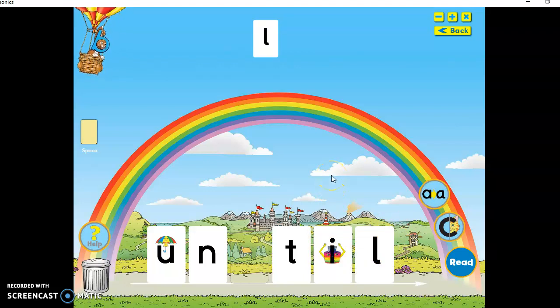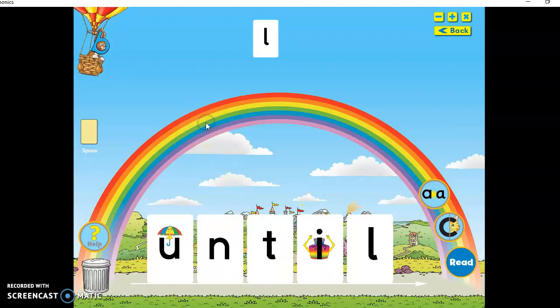So let's read this word. Tap them out with me. First syllable, un. Second syllable, t, I, till. Put them together. Until. Until. I will not eat again until lunchtime.